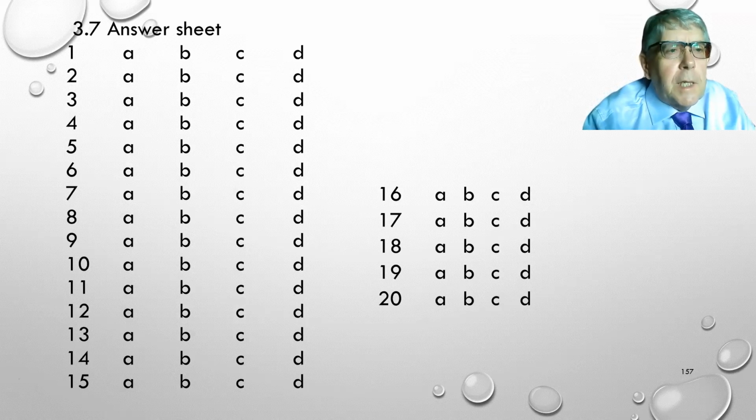Okay, this brings us to the end of the 3.7 section. So we're now going to do a multiple choice. So if you have this sheet in front of you, then that's great. If not, just write down 1 to 20 and then write the correct letter as we go through it.